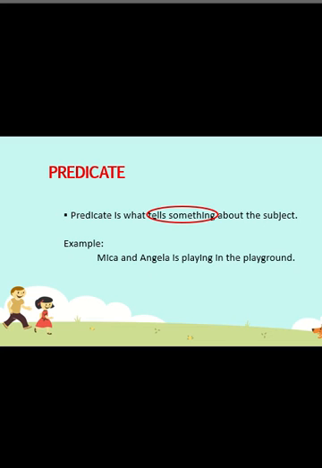So let's have the example. Mika and Angela is playing in the playground. What is the subject in the sentence? It is the one being talked about in the sentence. We have Mika and Angela. And as for the predicate, we have is, because it is the one that talks about in the sentence. And for the complete predicate, we have is playing in the playground. It describes what Mika and Angela is doing. Okay, again, malinaw ba? Malinaw ba mga anak? Subject and predicate.